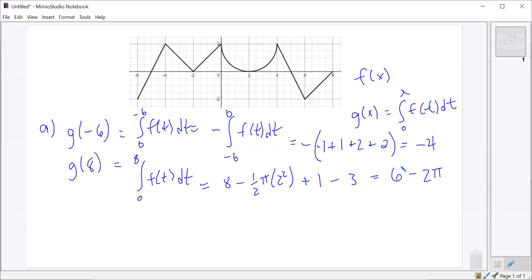Everybody good there with part A? For g of -6, do you not have to do anything with f of 0? Like you didn't set up the integral where the integral from -6 to 0 of f of t dt would be f of -6 minus f of 0? Nope, you just solve. Why wouldn't you, though? Isn't that evaluating an integral at the upper limit and the lower limit?